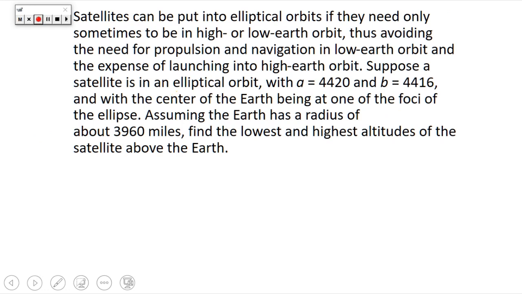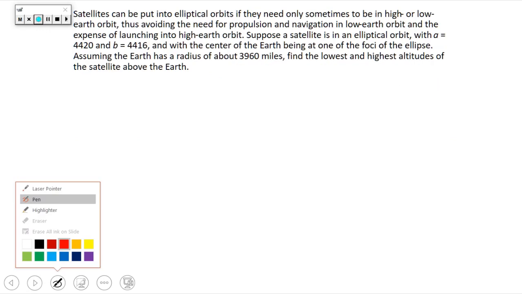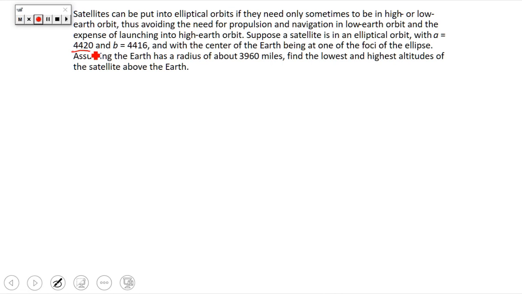Satellites can be put into orbits. Okay, so let's draw a picture to represent what's happening here. Now notice a few things. This is 4420, 4416, and then the radius of the Earth is 3960. So if we were to draw the ellipse that this is talking about, you can see those numbers are very, very close to each other.